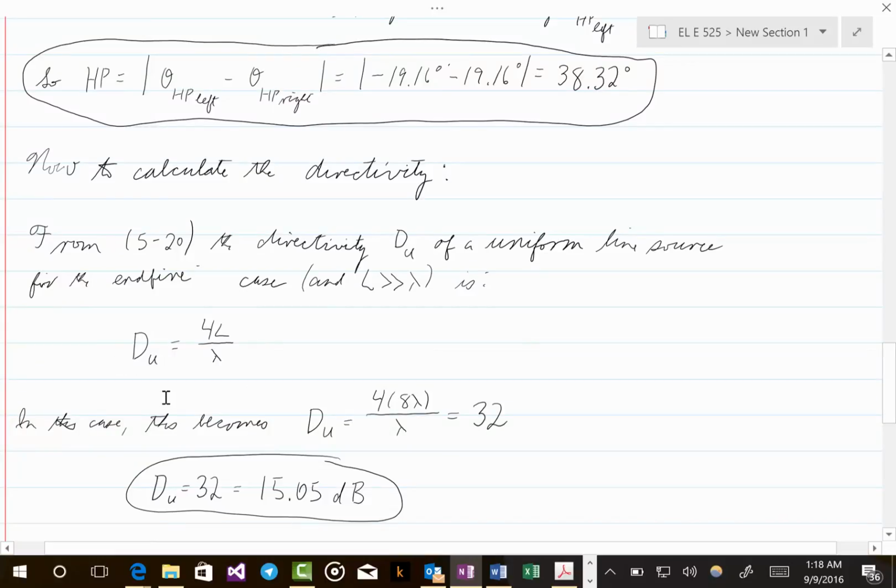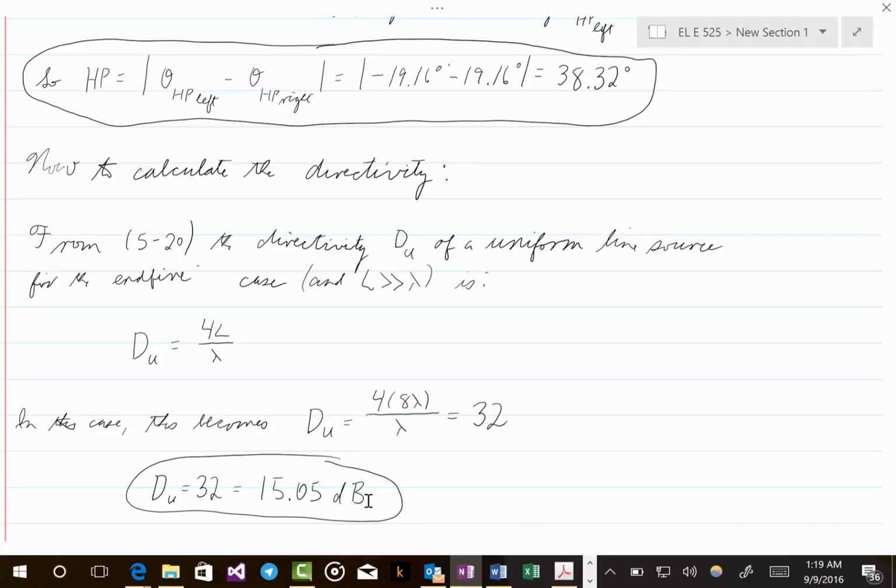Okay, and then in this case, since L is equal to 8 lambda, that gives us D sub u equals 4 times 8 lambda over lambda, or 32. And once again, recalling that we were asked to report the answer in decibels, we take 10 times the log to the base 10 of 32, and we'll get 15.05 decibels. So that concludes the two examples that we want to look at for the uniform line source.